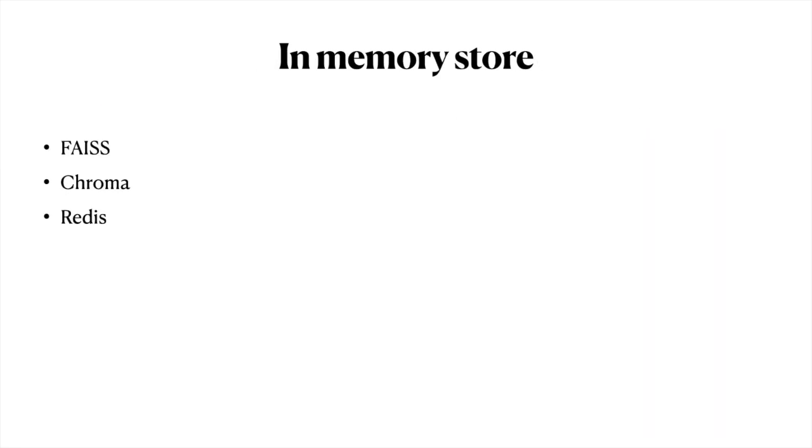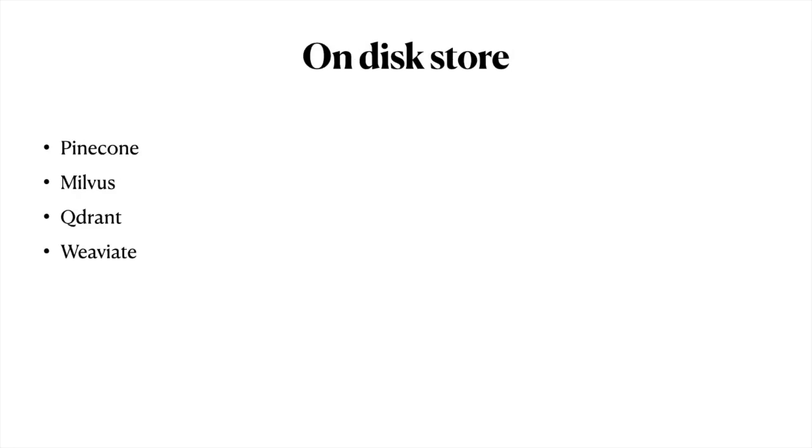Vector databases can be divided into two parts based on the storage type. One is in-memory storage, where we have FAISS, Chroma, and Redis, if you want to store embeddings in memory. And if you want to store on disk, then we have Pinecone, Milvus, Qdrant, and Weaviate.